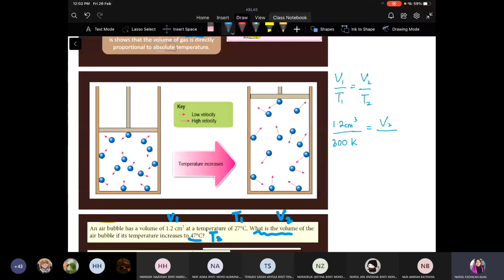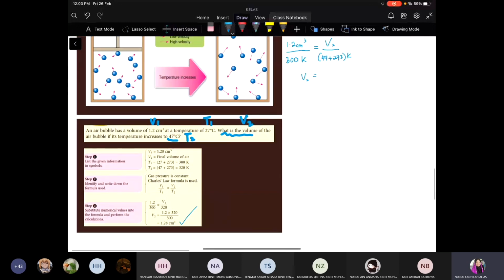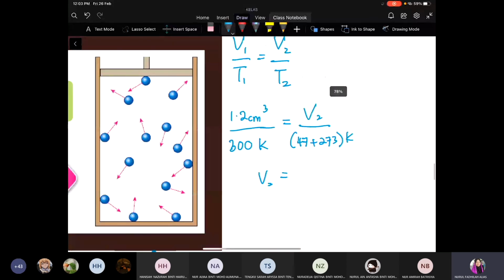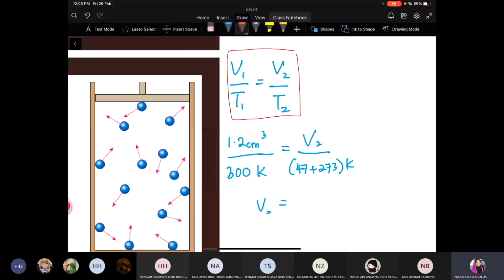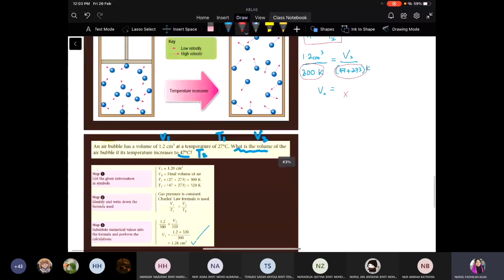So for V2, what's the T2? 47 plus 273. Well done. If you know this, then it's easy. You just plug in the numbers and you will get the answer 1.28 centimeter cubic. But from my experience, everybody memorizes or knows this formula, but most students get this wrong. Why? Because most students forget to change the temperature into Kelvin. If you don't change it, you will definitely get this wrong.